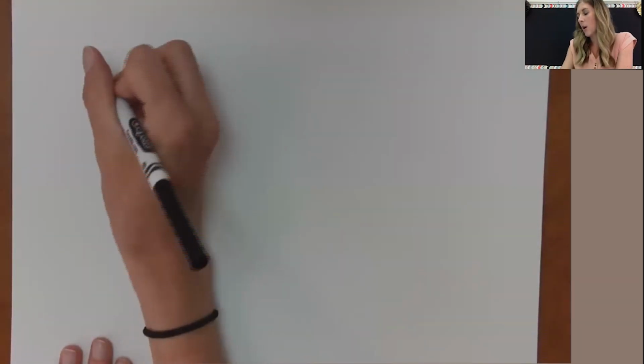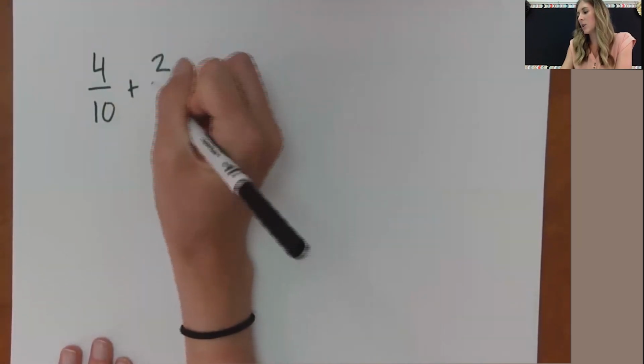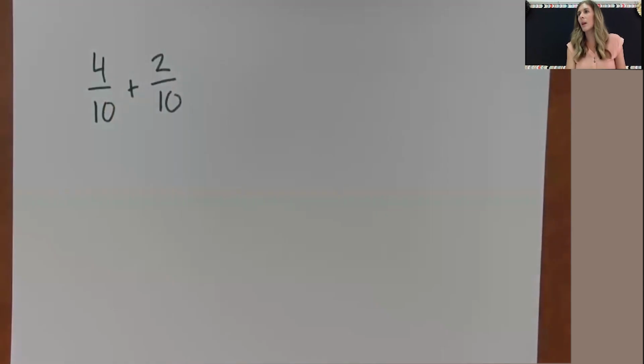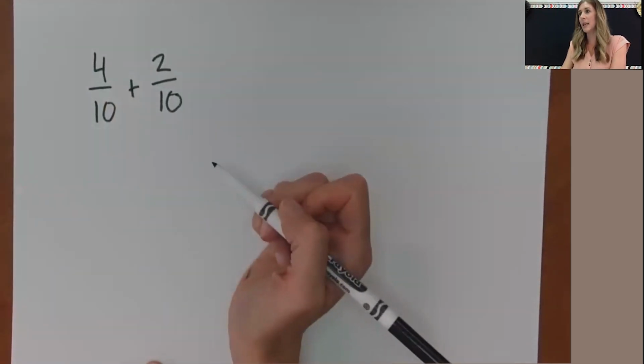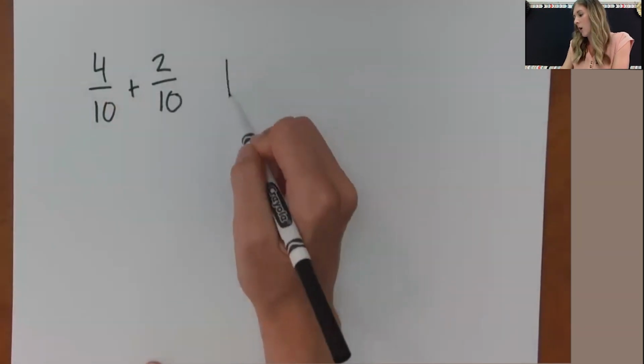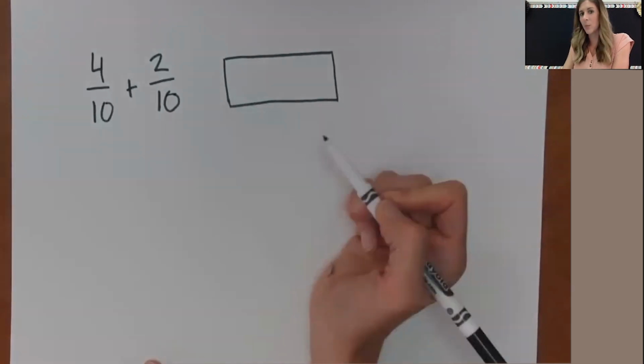So let's start by thinking about this question. 4/10 plus 2/10. A model might help us think about this. If we were going to draw a model, how many equal parts do you think we need in our model? Correct, 10, because we have a denominator of 10. So let's draw a model and let's break it into tenths.